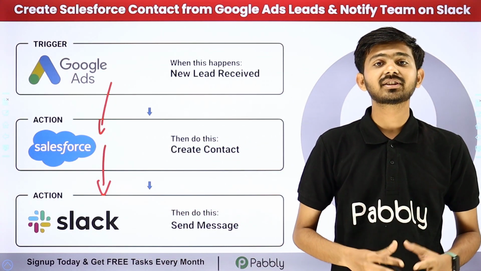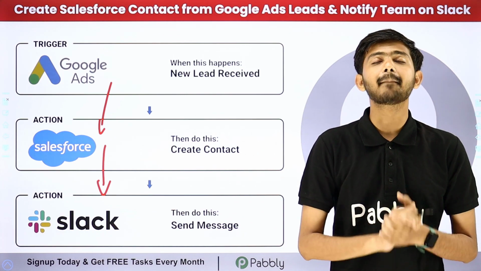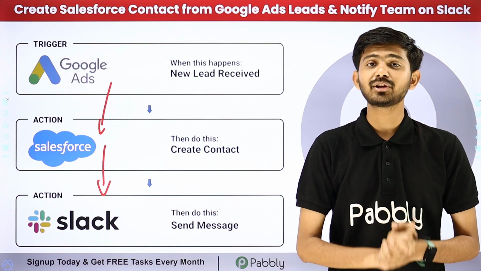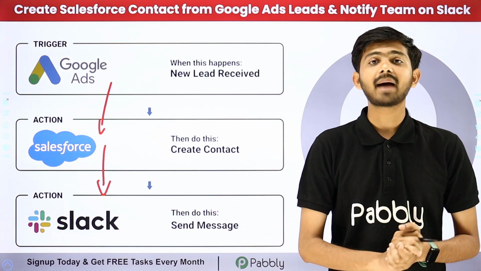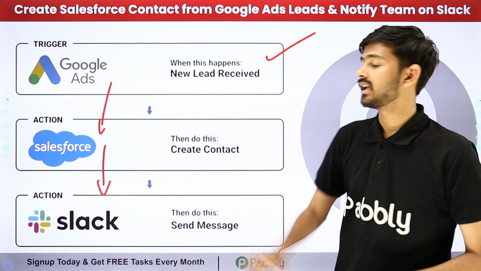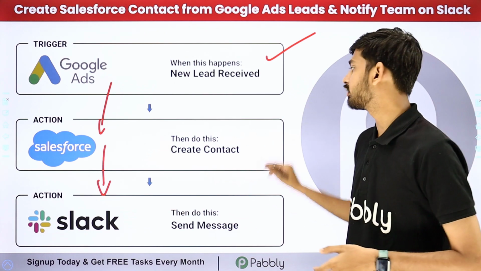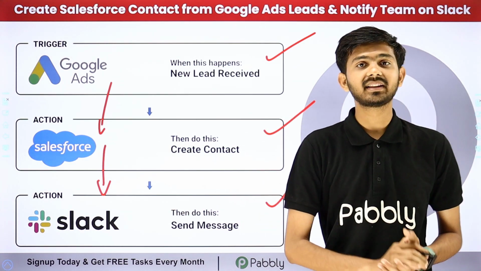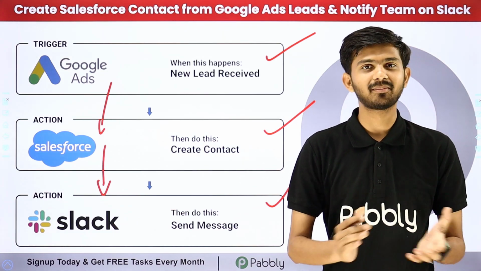For building this connection, I'm going to use Pabbly Connect, which is an amazing software for automation and integration. In Pabbly Connect, I have to use trigger and action. In the trigger application, I'm going to use Google Ads. In the action applications, first I'm going to use Salesforce and then Slack. So how am I going to build this connection? For that, let me take you to my computer screen.